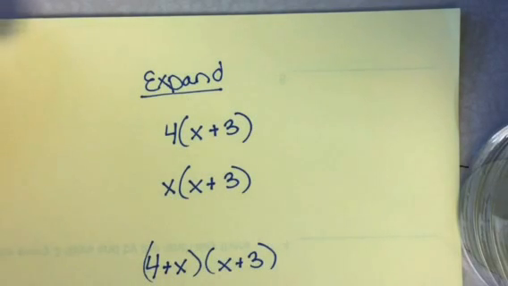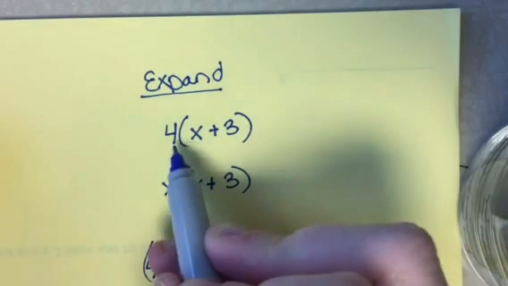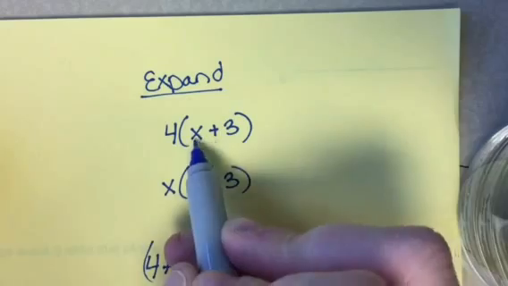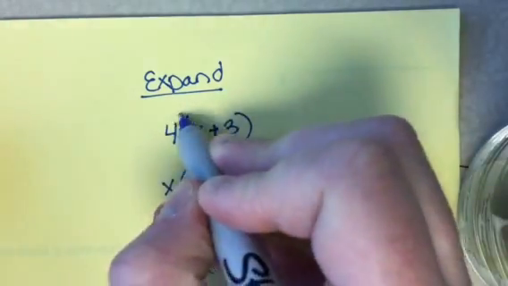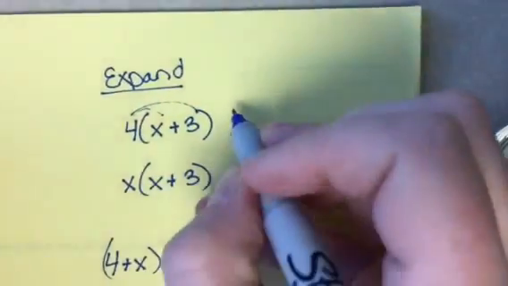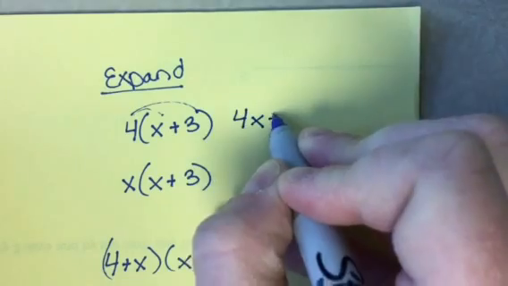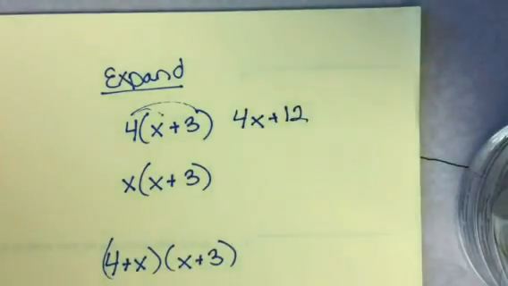Today we're going to work on distribution, and distribution when we have two sets of parentheses. So let's review some basic distribution. If I have 4 times (x plus 3) in parentheses, we have to give the 4 to both of those and it becomes 4x plus 12. That we should have remembered from before.